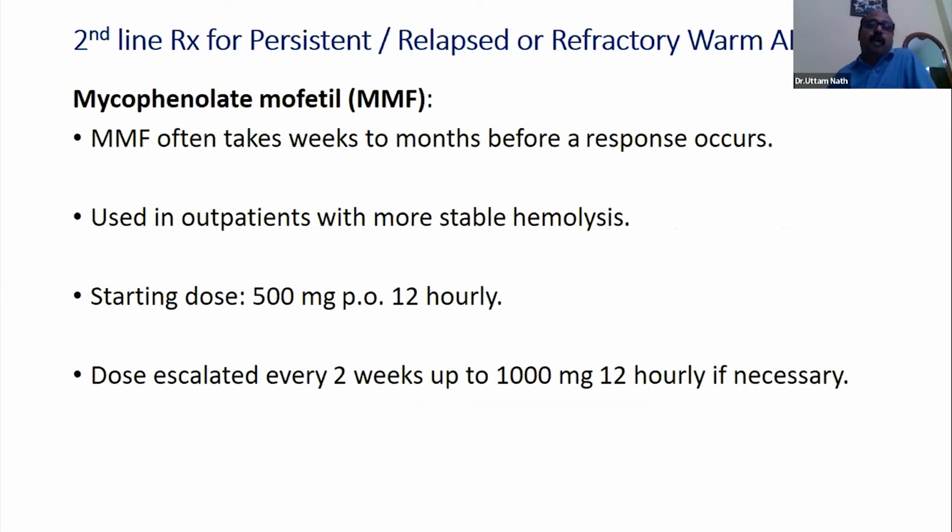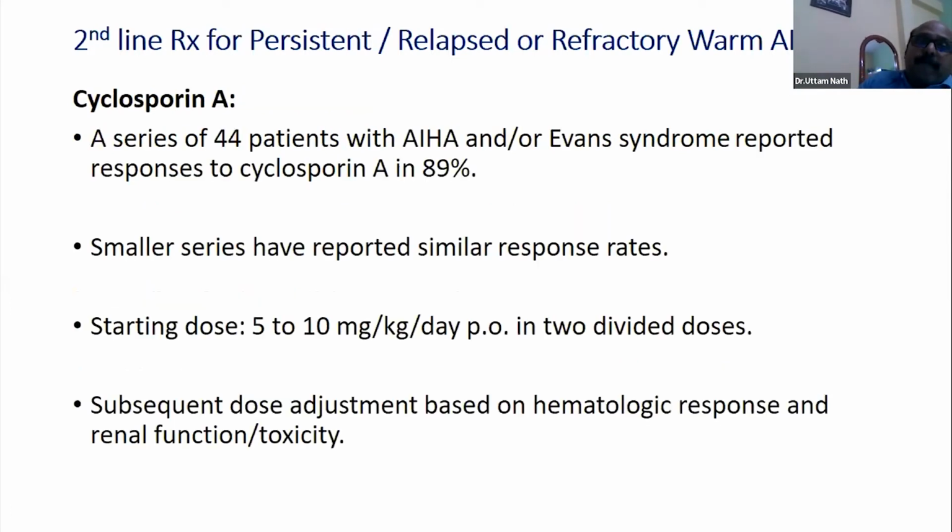It takes time to work, so it is not suitable for emergencies. However, it can be used in doses of 500 to 1000 milligram 12 hourly on outpatient as an adjunct to steroids sometimes. Same with cyclosporine. We must monitor the renal toxicity of cyclosporine. And the dose is 5 to 10 milligram per kg in 2 divided doses.